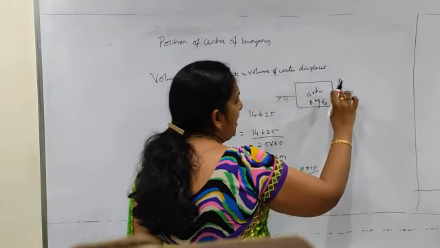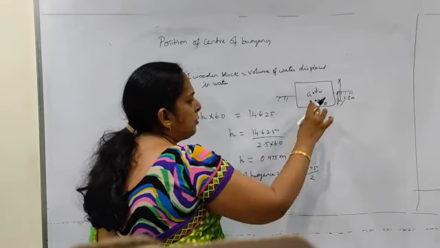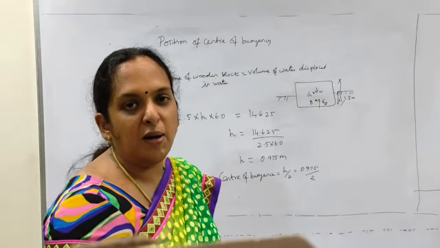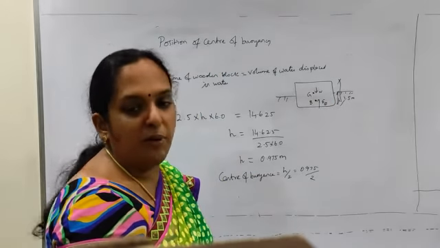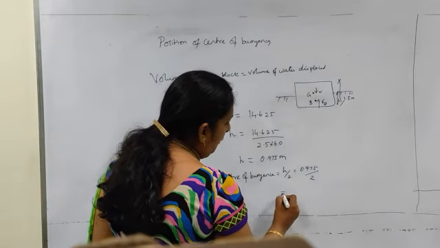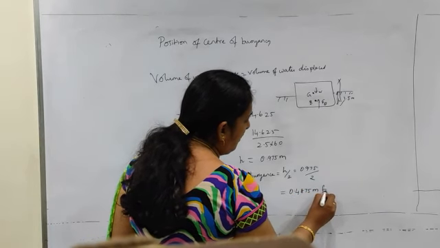Okay, so this is my height. I have found out what is the body that is in water, so half of that will be my center of buoyancy. So my center of buoyancy will be the H value divided by 2, 0.975 by 2, that is equal to 0.4875 meter from the base.